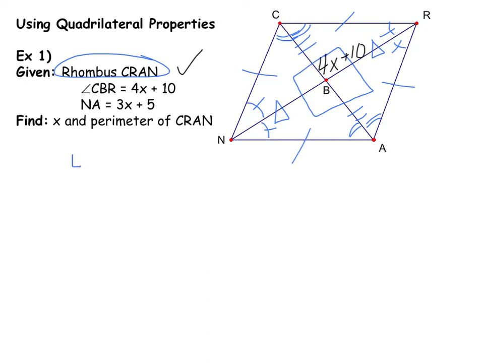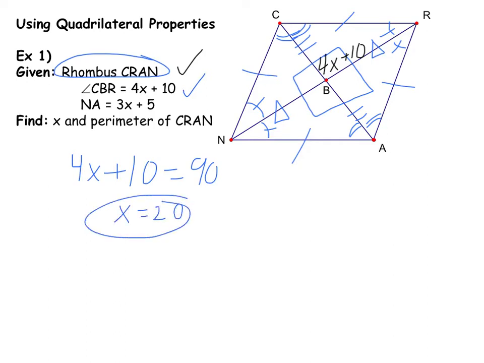I can get x now. So I labeled in that given, and I have an equation for x. If I subtract 10, divide by 4, boom, x is 20. I'm already halfway through the problem, and I haven't even labeled everything yet because I've been so careful to react to what I was given.